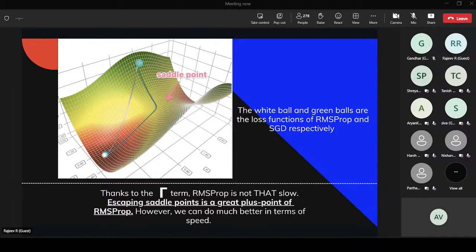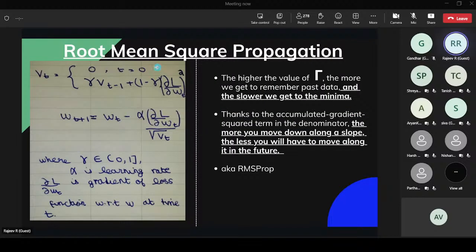So when your gradient points towards the saddle point, as I told you at the start of the lecture, gradient descent will just go towards where the gradient is pointing. In this case, the blue color ball is your normal gradient descent, and the white color ball is RMS prop. Now, how does RMS prop escape the saddle point? It's because of this sum of gradient squared.